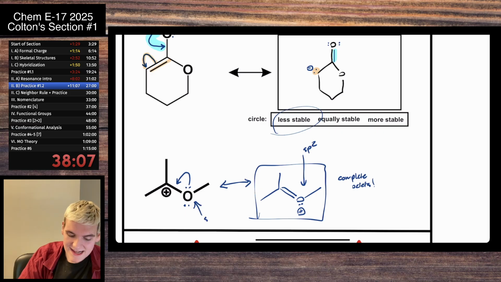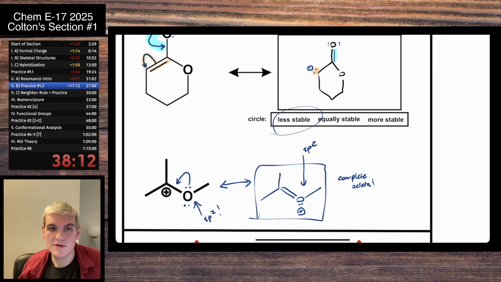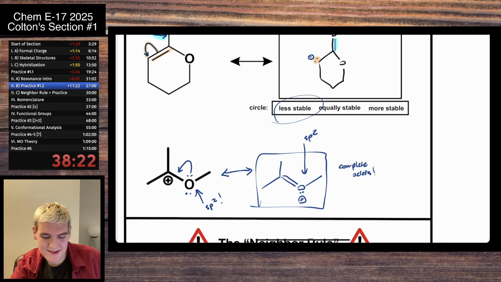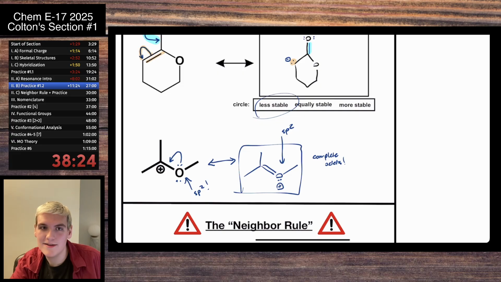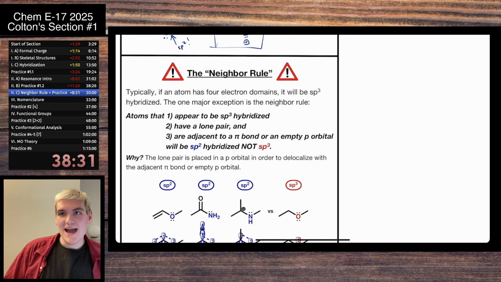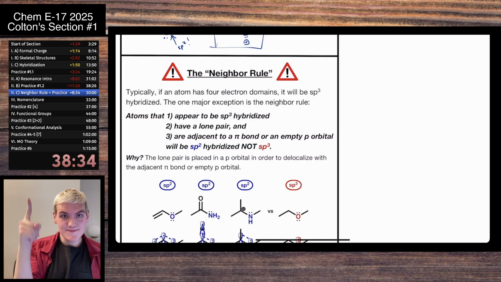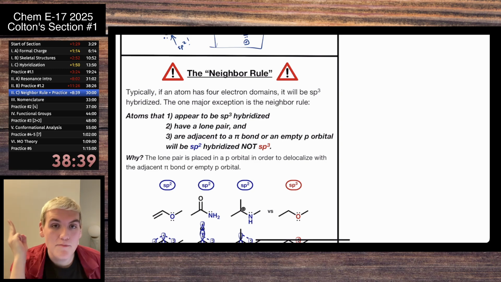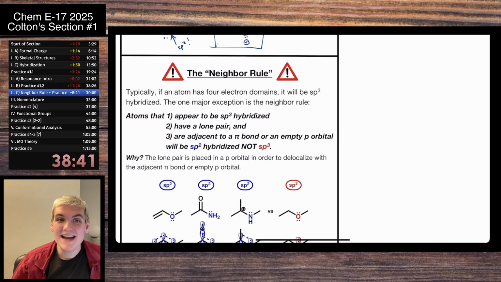So this also has to be sp2, even though it looks like it has 4 electron domains, so it should be sp3. And I've seen this in so many organic chemistry classes, and I was like, this needs better branding, just because this is not sticky for a reason why there should be this exception. So I called it the neighbor rule. The neighbor rule is, if you have atoms that appear to be sp3 hybridized, that are adjacent to a pi bond or an empty p orbital, and have a lone pair, then it is in fact going to be sp2 and not sp3.